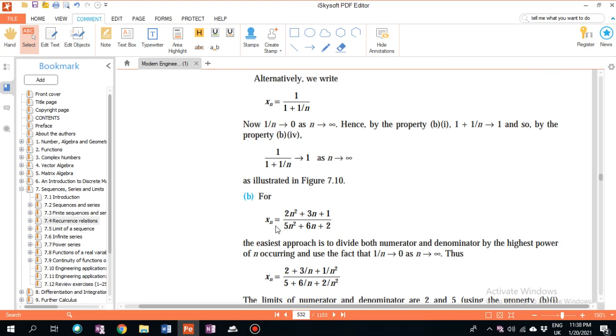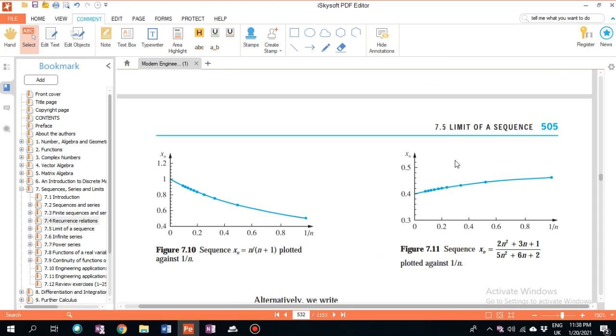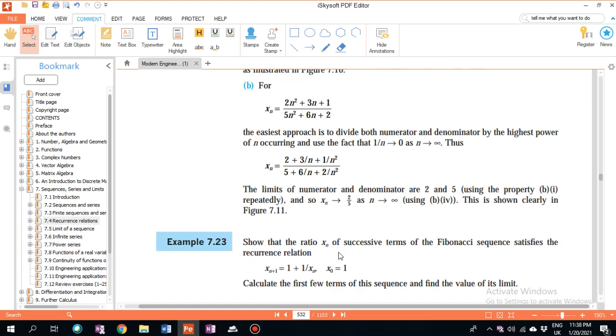Meanwhile, for the b part, if we simplify x_n, okay, we divide it by n square here, you will get something like this. When n approximates towards infinity, you will find x_n is 2 over 5. So the value starts to go up until one value where it will be converged. Okay.